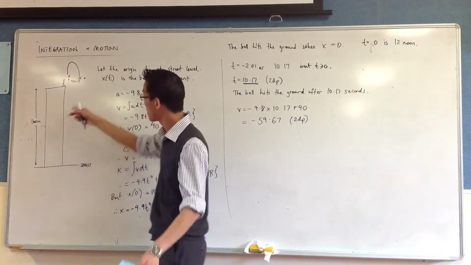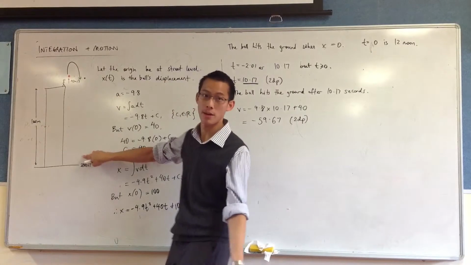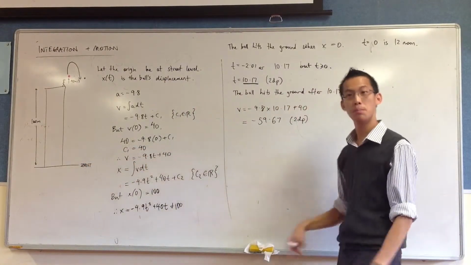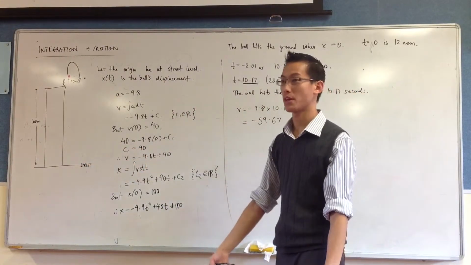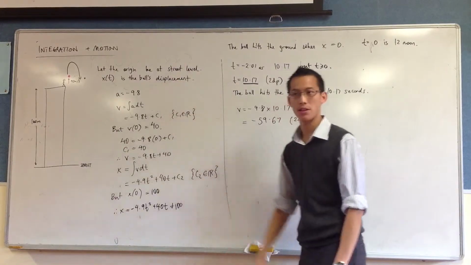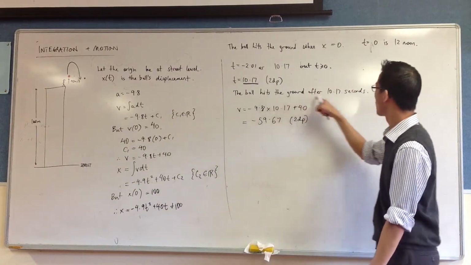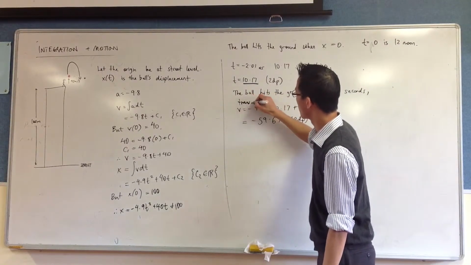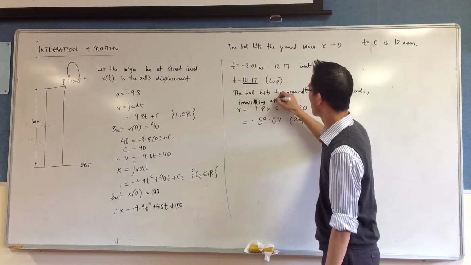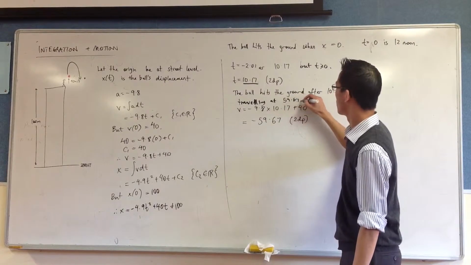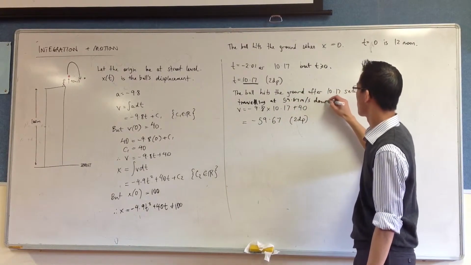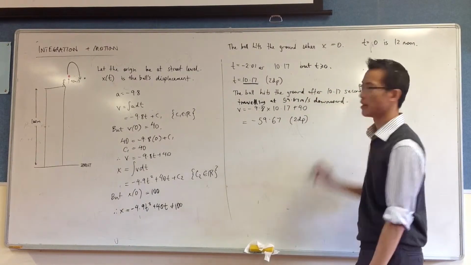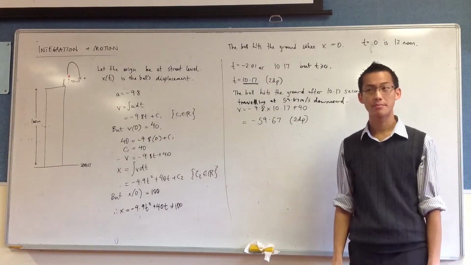But because it ends up falling an extra 100 meters, that's why it has the opportunity to pick up a little more speed, based on whatever your acceleration is. So it hits the ground after 10.17 seconds, traveling at minus 59.67 meters per second. Done.